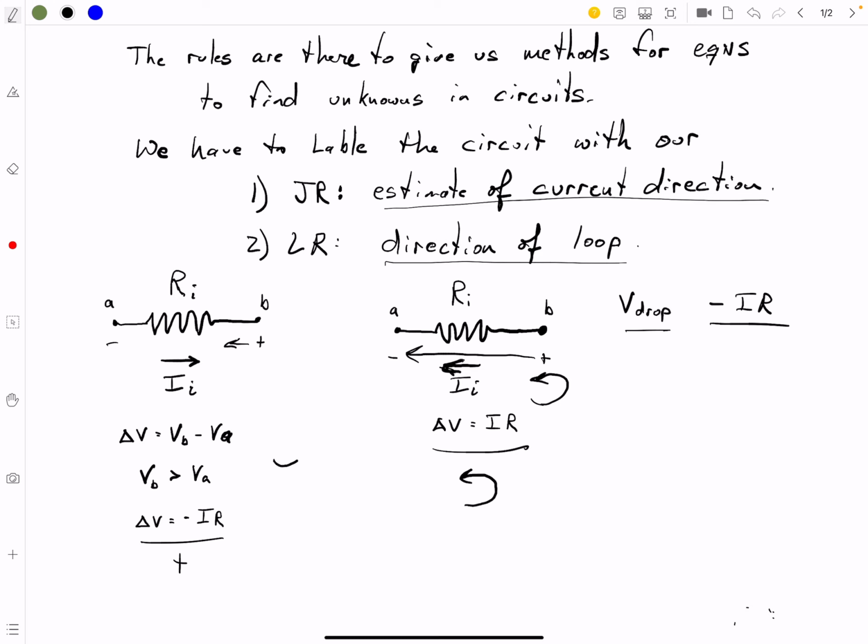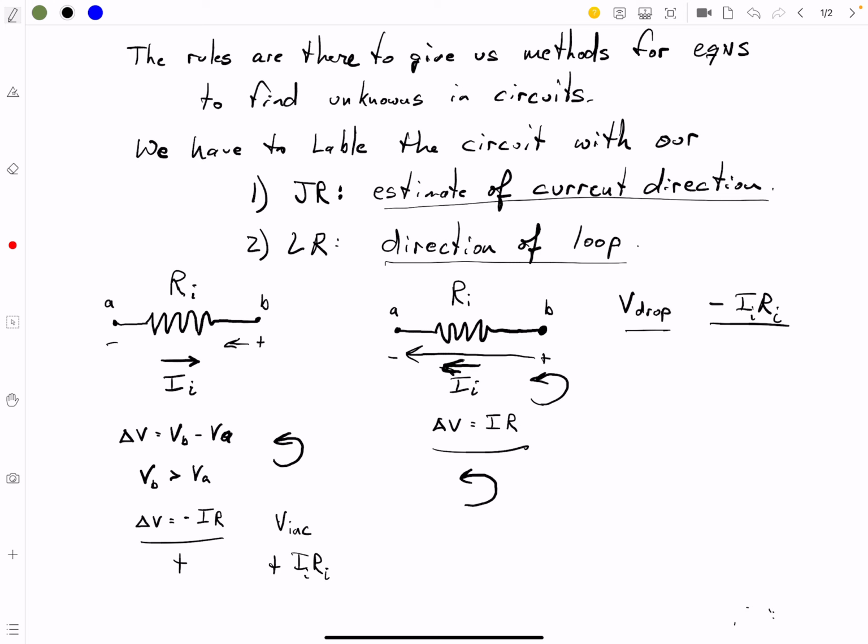Now, on this one over here, let's do the same thing. We're coming the same way across that. However, if we're going across it that way, we're saying that we think the current is going in the other direction. So if the current is going in the other direction, this is not a voltage drop, but a voltage increase. So we have to add IR, or I sub R sub I.